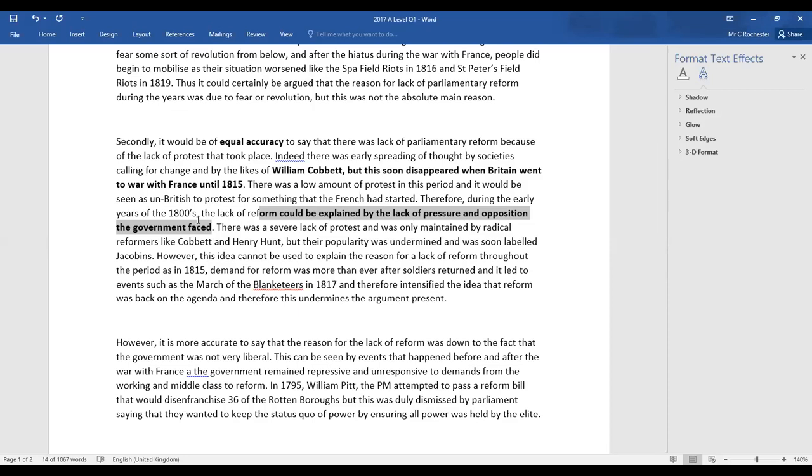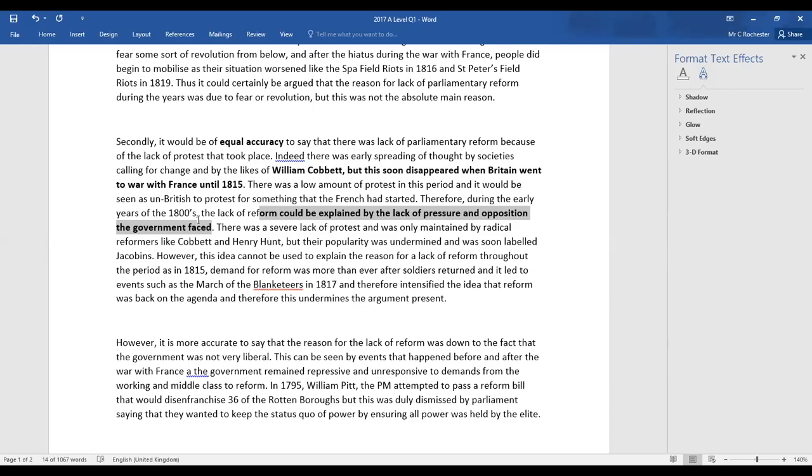Then they do the counter-argument. This is what an A to A star student will do. They will have an argument within an argument. So instead of just saying that this factor is the be-all and end-all, they actually question the factor. So they go on to say, however, this idea cannot be used to explain the reason for a lack of reform, as in 1815, demand for reform was more than ever after soldiers returned, and it led to events such as the March of the Blanketeers in 1817, therefore intensified the idea that reform was back on the agenda and therefore undermines the argument presented.